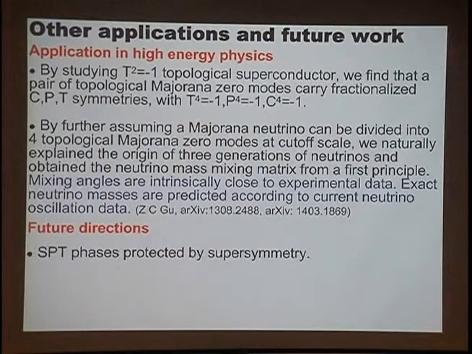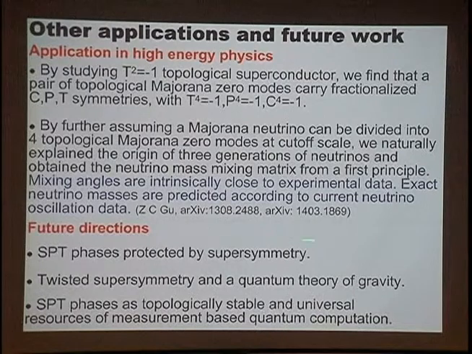Okay, yes, there could be some potential application in high energy. Last year, I wrote a paper that showed that Majorana zero modes actually carry further fractionalized CPT symmetry, like T to the fourth equals e to minus 1 and C to the fourth equals e to minus 1, or P to the fourth equals e to minus 1. And it happened to match the 3 generations. I can also compute this mass mixing matrix, and it happens to be intrinsically close to the experimental measurement. And there are also some predictions for the mass ratio and the CP violation angle.